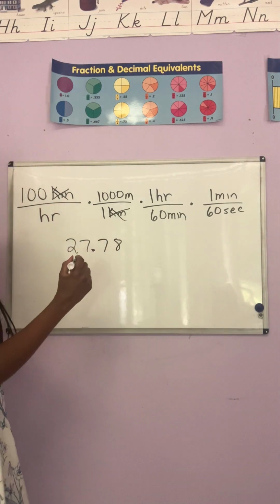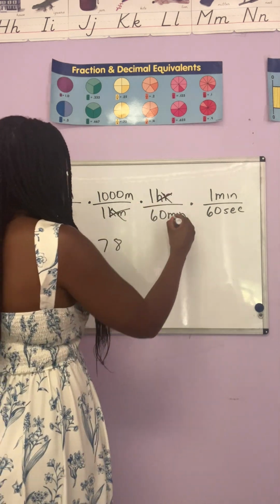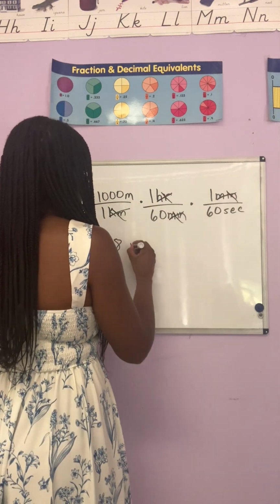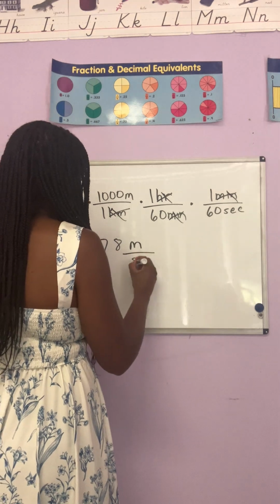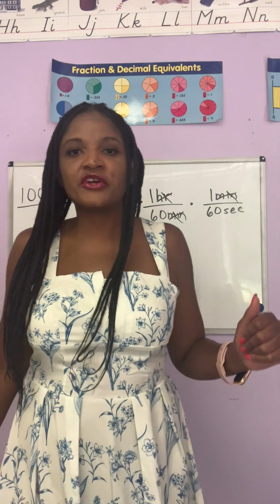All right, let's see what our units were again. We have our hour cancel, our minute cancel. So we have meters per second. So 27.78 meters per second. All right, and that's it for how to convert between different units.